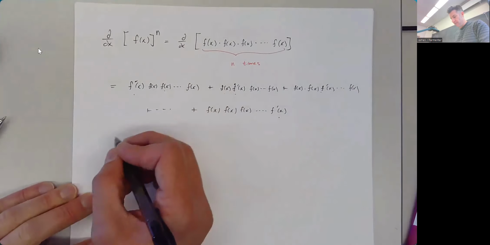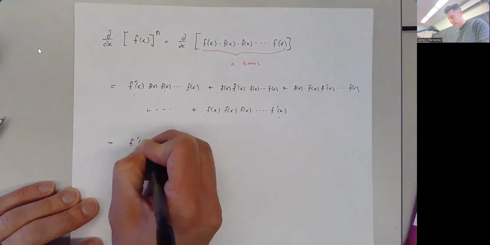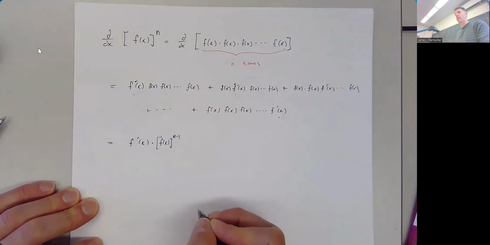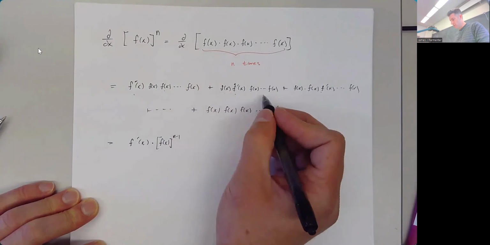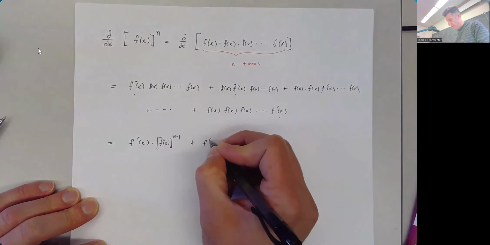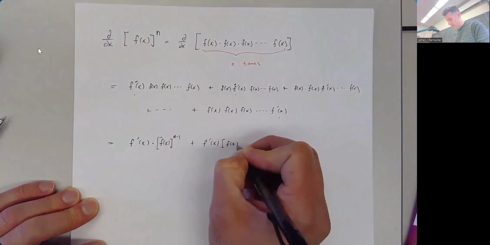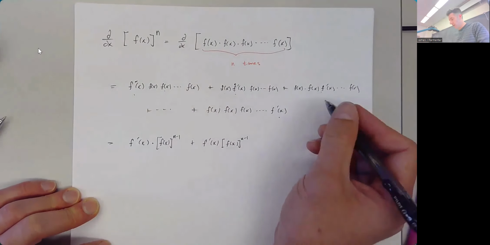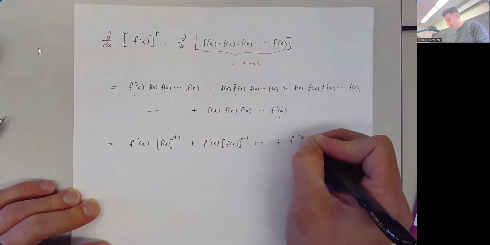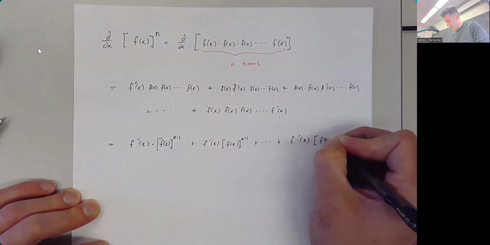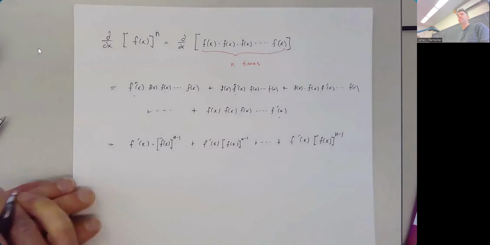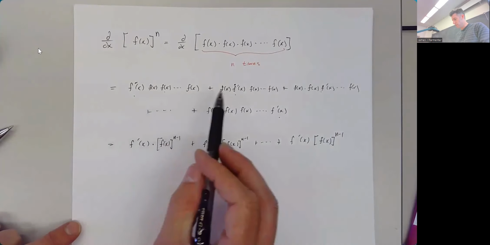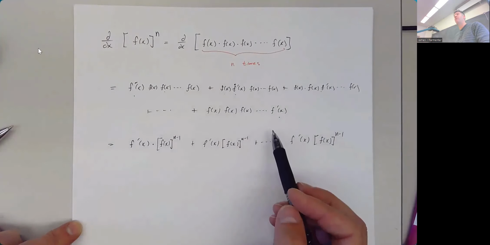So here's what I really have. I have f prime of x times f of x to the n minus 1 power. But I have that here also. Right here, I also have f prime of x times f of x to the n minus 1 power. I have that here also. Every term has that same expression: f prime of x times f of x to the n minus 1 power. How many of these do I have? 1, 2, 3, 4. I have n of them.